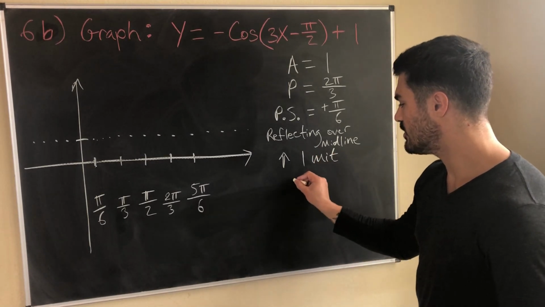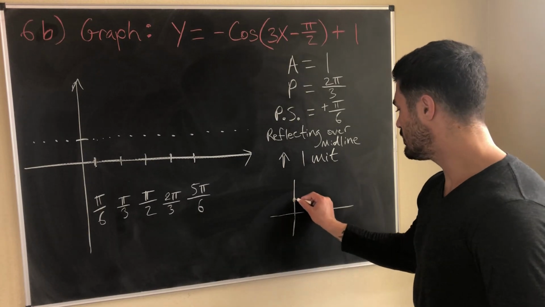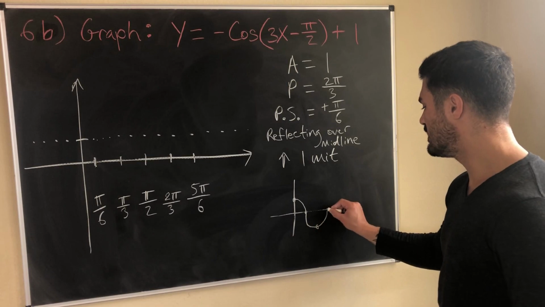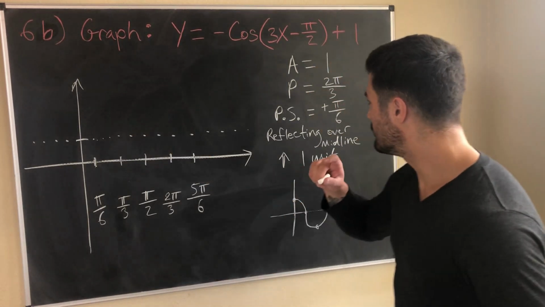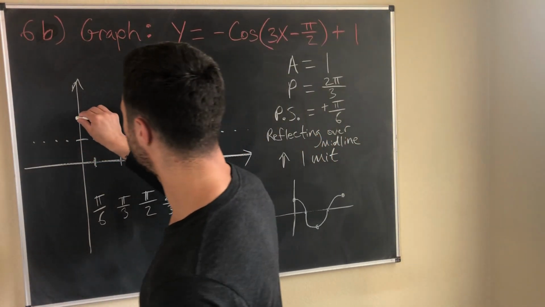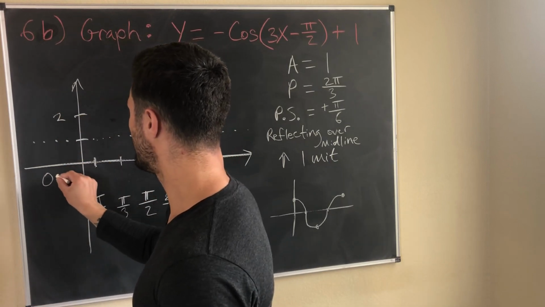And our first point, now let's see if we can go ahead and plot our first point. Cosine normally starts, maybe I'll do a little graph off to the side here. We normally start at our maximum. Then we go down to the midline. Then we go down to the minimum. Then we go back to the midline. Then we go up to the maximum, okay? So normally we're going to start at our maximum. And since our amplitude is 1, our maximum is going to be 1 plus 1. That gives us 2. Our minimum is going to be 0, okay?